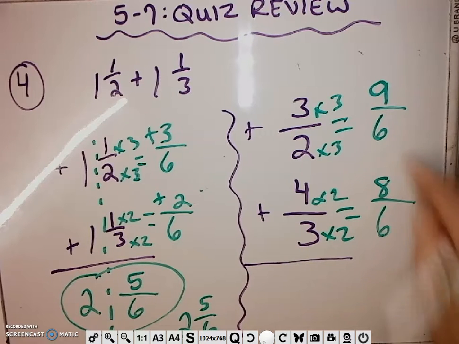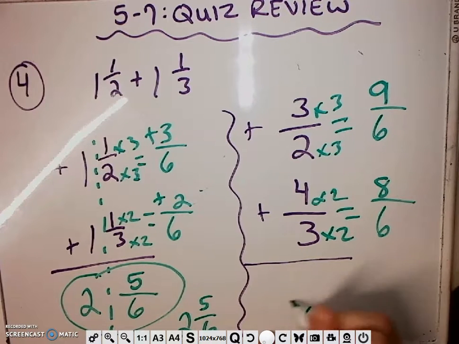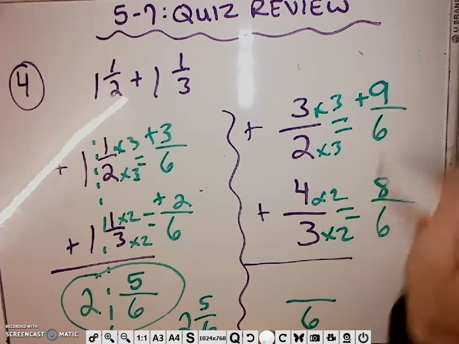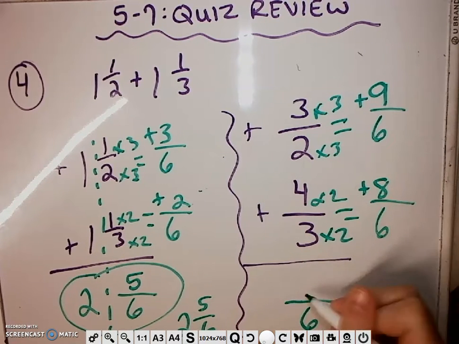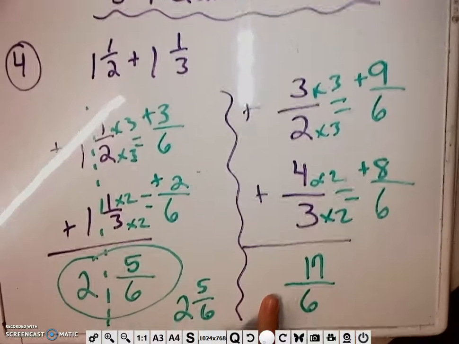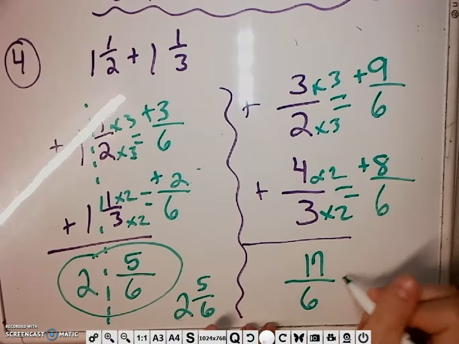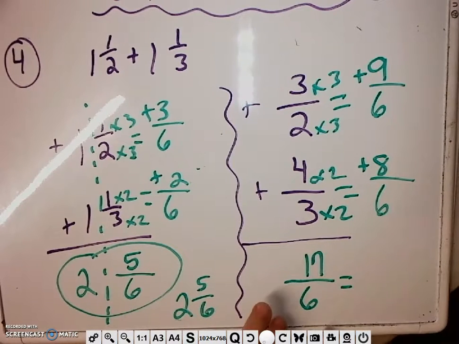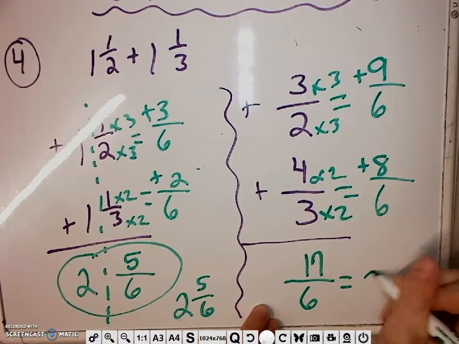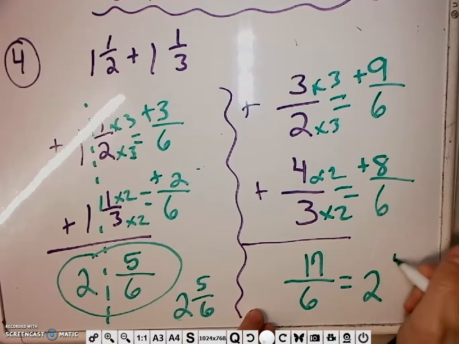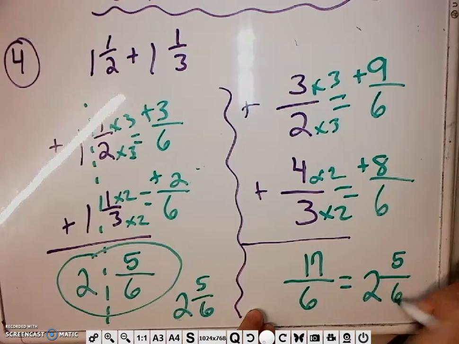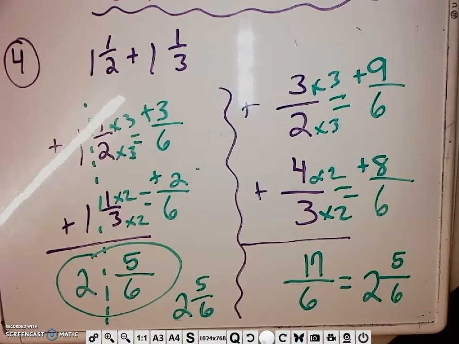Okay, now I have the same denominator, so I'm going to write my denominator. And again, this is positive 9, positive 8. My signs carry over. 9 and 8 is 17. So this gives me 17 over 6, which I then convert to a mixed number. So 6 goes into 17 twice without going over. So that leaves me at 12. And then to get to 17, I have 5 remaining. So 2 and 5/6. Either way you do this, you get the same answer.